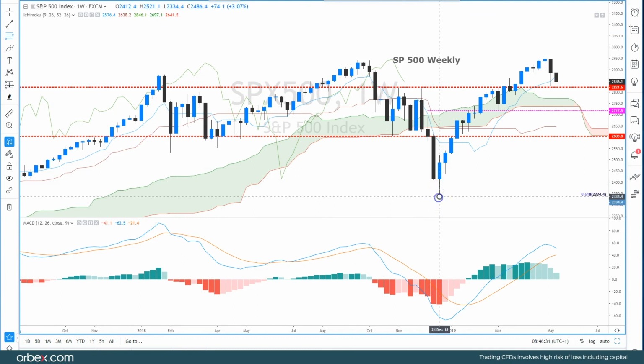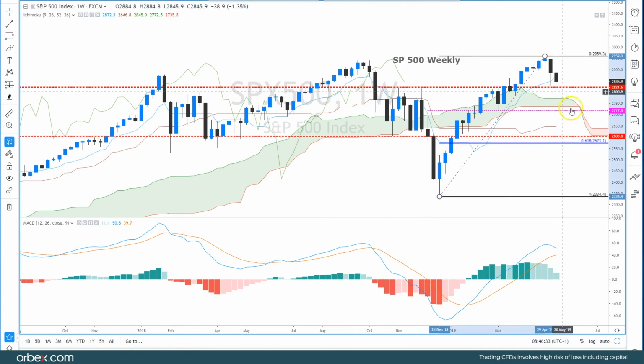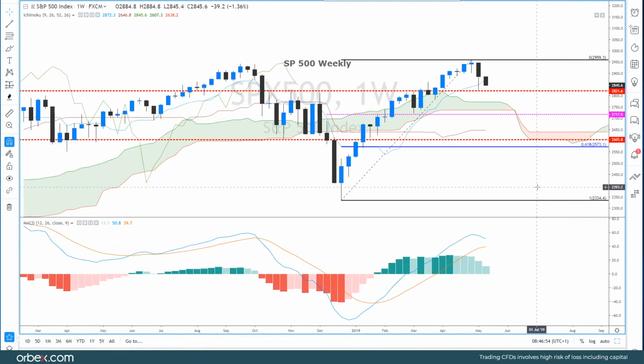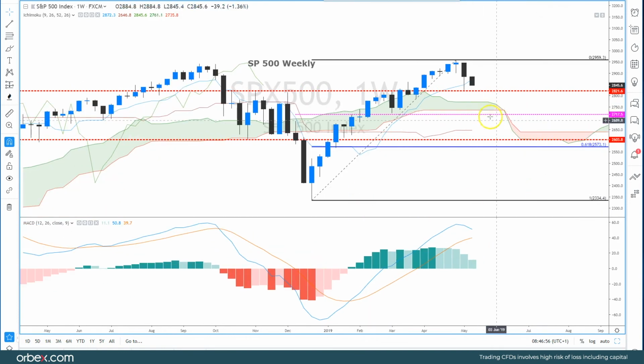We can bring up some ideal targets here. It would be around the 2600 to 2575 area. That's a 61.8% Fibonacci retracement. We've got the Ichimoku cloud also on the weekly chart coming in at 2640. So plenty of scope for a move to the downside without impacting the actual trend higher.